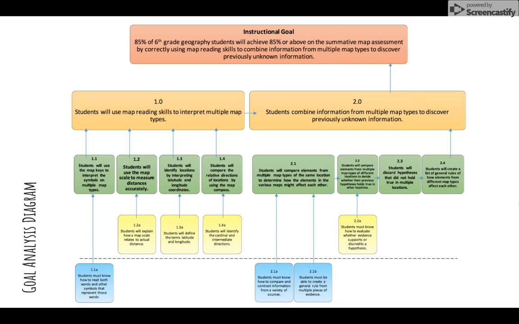And that previously unknown information is in large part how elements from different map types affect each other, and then by using this, they can look at maps from around the world after they create some general rules. So they see, oh, this is how this affects that. So how the physical landscape of an area affects where people live, affects the climate, how the climate affects where people live, etc. All these different elements interact with each other.